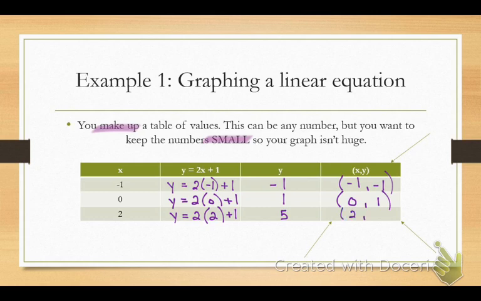I want you to plot these 3 points on the graph below in your notes. Okay? Plot these 3 points now on the graph below. And what we're going to see, if we actually did this correct, if we made our substitutions correctly, it's going to form a straight line when I draw the line through these 3 points.